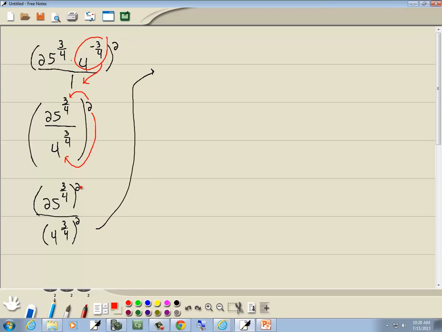Well, the 2 and 4 reduce. That gives me 1 there, and it gives me 2 there. The 2 and 4 gives me 1 there, and that gives me 2 there. So then this becomes 25 to the 3 halves power over 4 to the 3 halves power after I cancel. Well, now I can put them back in the radical form. So this would be the square root of 25 to the third power.